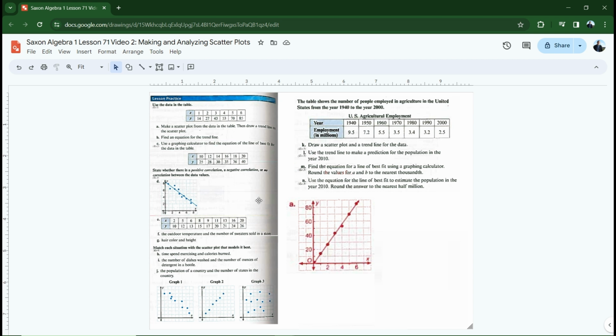All right, so I've got my scatter plot. I've got my trend line now. The next thing I'm going to need to do is find an equation for the trend line. To do that, I just look at the line that's drawn, figure out what its y-intercept is. Okay, this one has a y-intercept of 0. Well, that makes it easy. And then I need to find the slope.